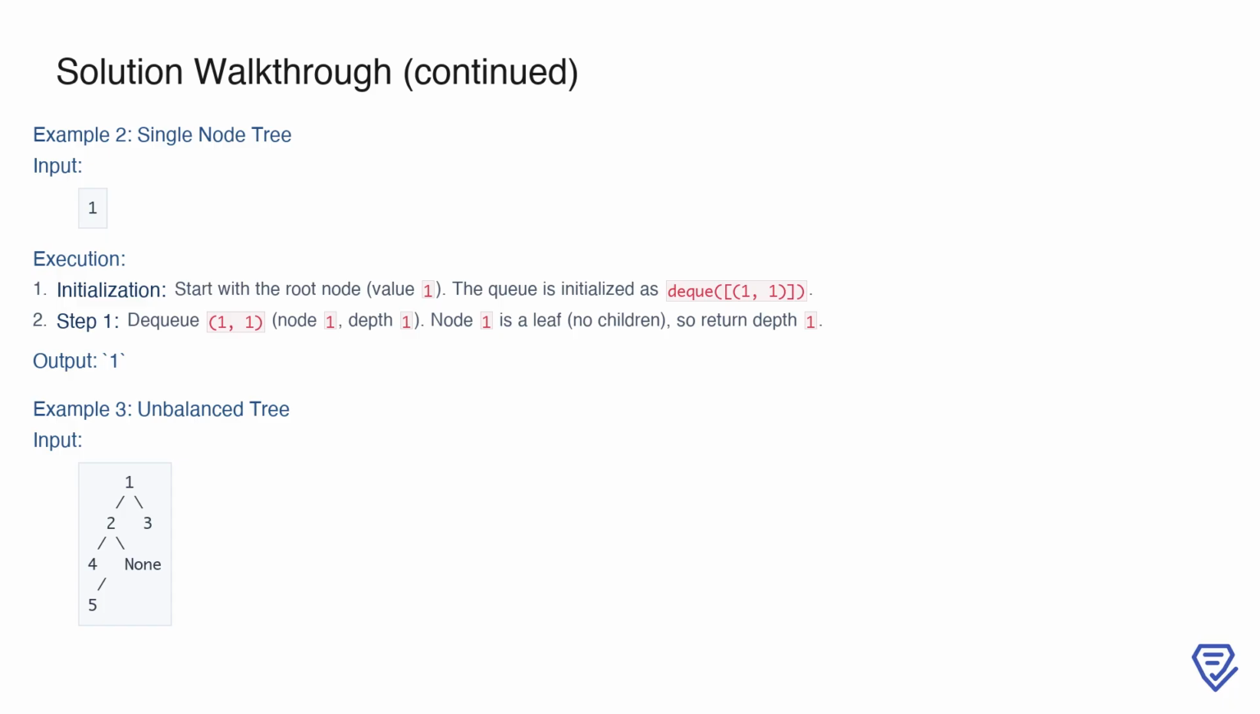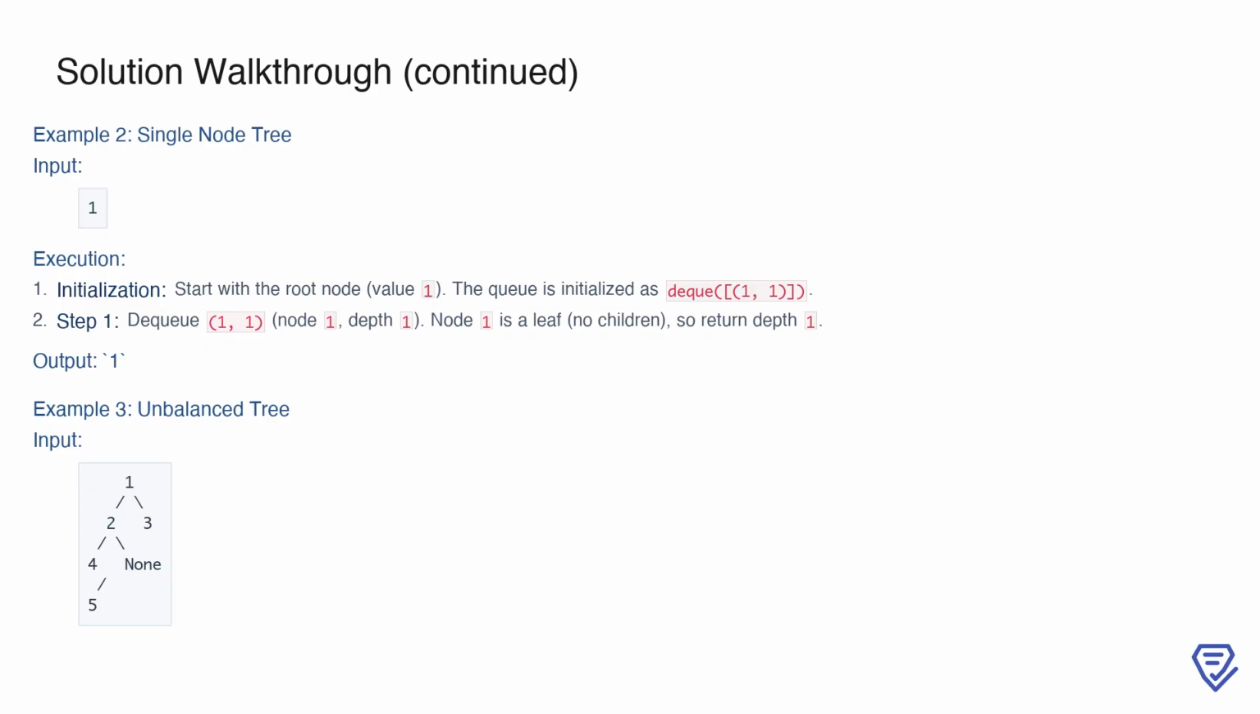Now let's look at example 2, which involves a single node tree. Here, the tree consists of only the root node with a value of 1. We initialize the queue with this root node and its depth, which is 1. The queue contains the tuple (1, 1). In the first step, we dequeue this tuple, meaning we are processing node 1 at depth 1. Since node 1 is a leaf, it has no children, we immediately return its depth, which is 1. This makes sense because for a tree with only one node, the minimum depth is always 1.